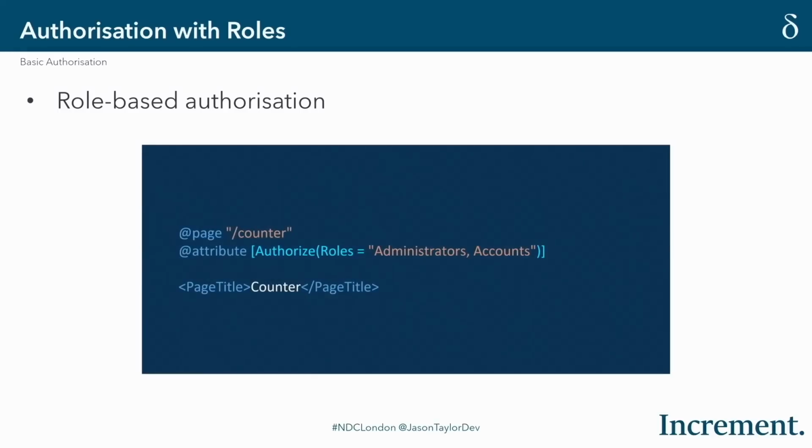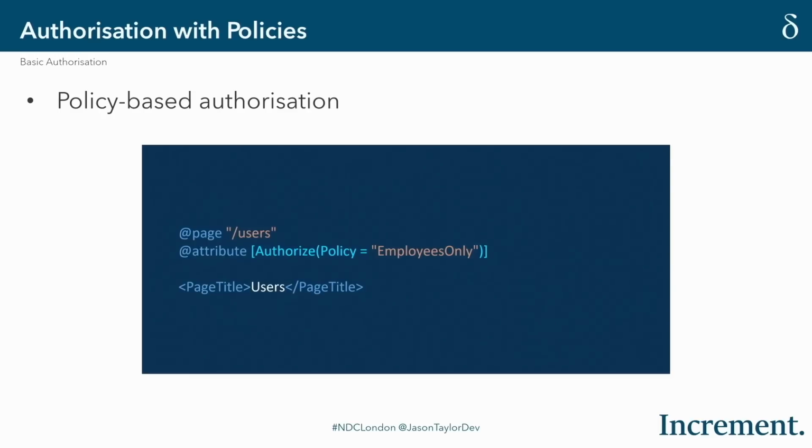With role-based authorization, we can use the authorize attribute and specify the required roles. Policy-based authorization, again on a Blazor page, we're specifying the employees only policy. So users who meet the requirements of the employees only policy can access this page.